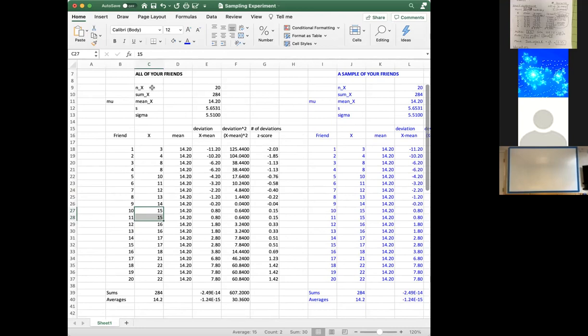20 friends. So I listed them, the amount of money they had in their pockets in order from smallest to largest. And there were 20 friends here. That's what I called N. I called it N sub X. X is like how many dollars do you have in your pocket? So N is how many people did I ask? I asked 20 people.